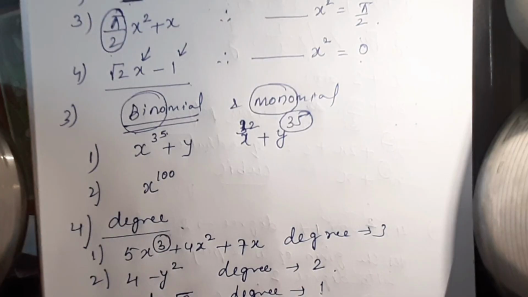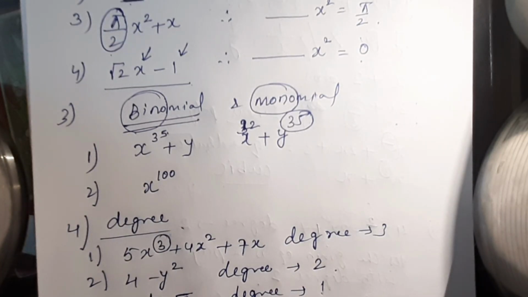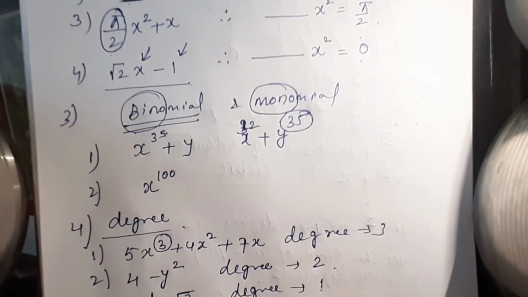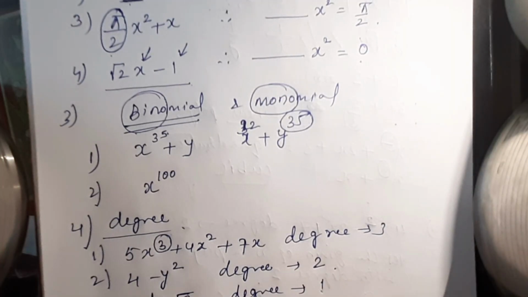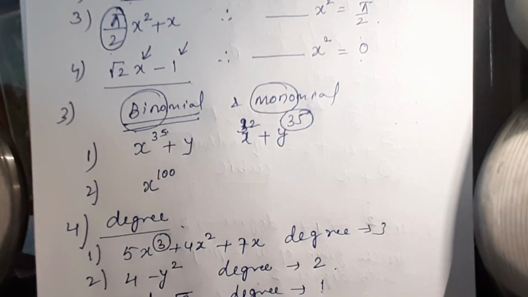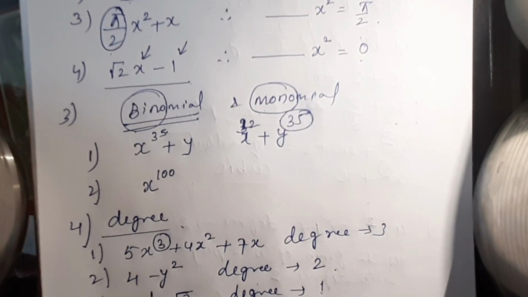Fourth question, here only a number is there, no alphabets are there. First of all, we should not consider it to be a polynomial. Here only 3 is there, and it only represents degree. Whenever any number is there, we call the degree 0. So most probably everyone is understanding. Here no alphabets are there, only degree they asked. So degree is 0, but it's not considered a polynomial.